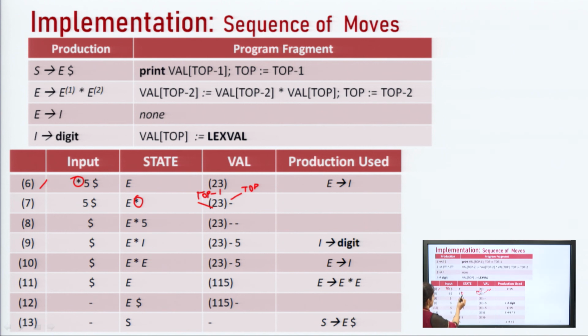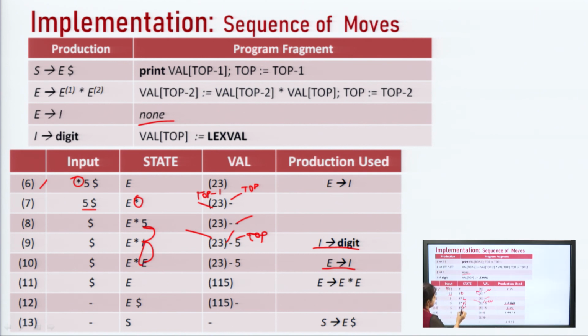Now, the next scanned symbol is 5. Again this will be at top and there is no value related to 5 till now. Now, this 5 will be reduced to I using the production I to digit, and at the top of the value stack we will write this lexical value. Now, at the top we will have the 5. So, this is now top, this is top minus 1 and this is top minus 2. Now, this I will be reduced to E using production E to I, and in E to I there is no semantic action.